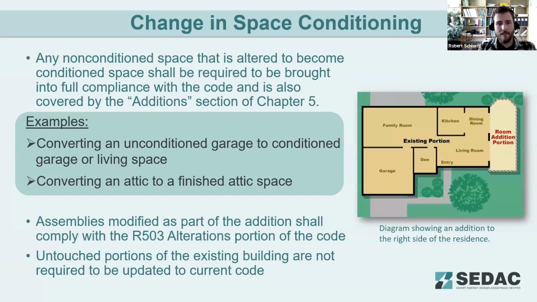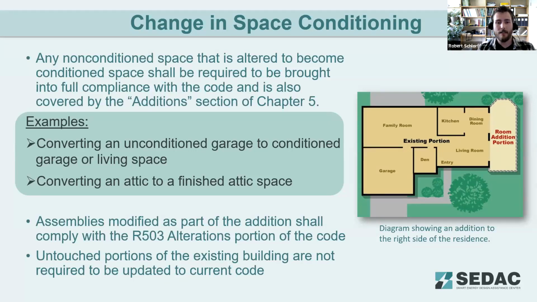So in that instance, that's why the code is caring so much about a change in space conditioning, is because that can have a large effect on energy usage. So examples here: converting an unconditioned garage to conditioned garage or living space. Another example could be converting an attic to a finished attic space. Another example could be the one that Sean brought up previously: converting an unconditioned basement into conditioned living space. All of those would apply under this section.